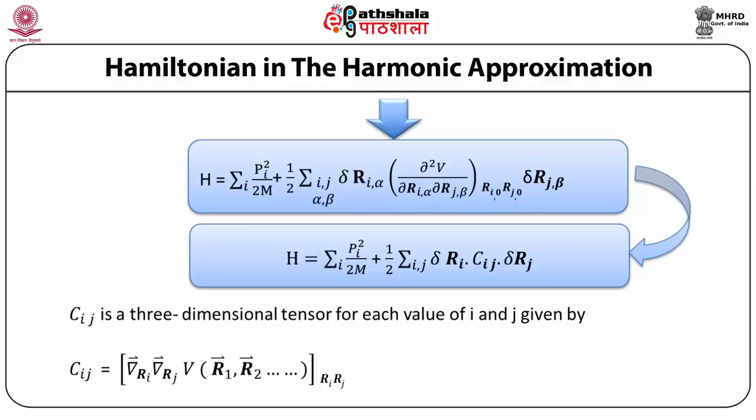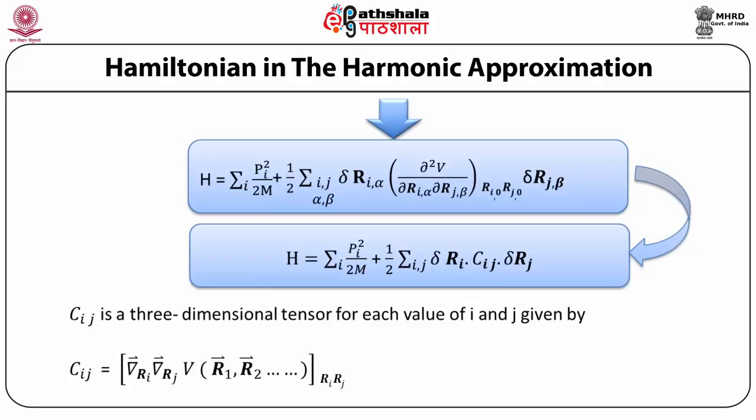So now we can write this exactly in a very short form. As you can see from here, H is equal to, again, the sum over all the ions pi square by 2m, which is the kinetic energy, plus half of the summation over i comma j, delta Ri dot, and be careful over this, dot Cij dot delta Rj. So I have written this in a very compact form, taking into account not only i and j, but also alpha, that is all the three axes, x, y and z. It is contained in this.